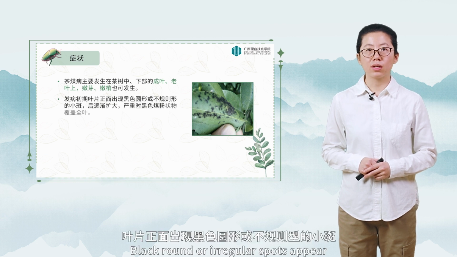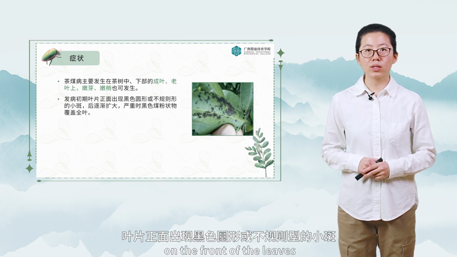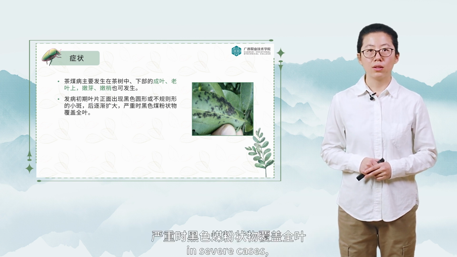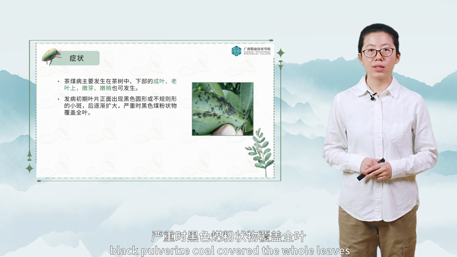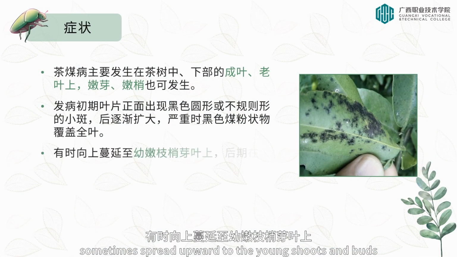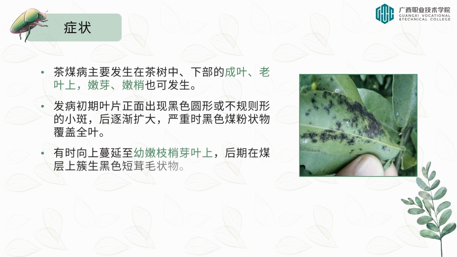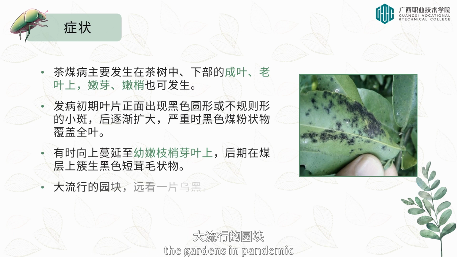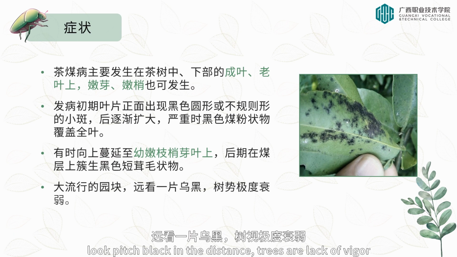Black, round, or irregular spots appear on the front of the leaves, then gradually enlarge. In severe cases, black pulverized coal covered the whole leaves, sometimes spreading upward to the young shoots and buds. In the later stage, black short hairy things will cluster on the coal seams. The gardens in pandemic look pitch black in the distance. Trees are lacking in vigor.